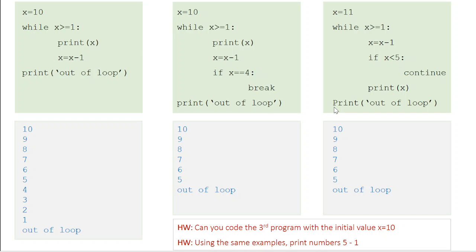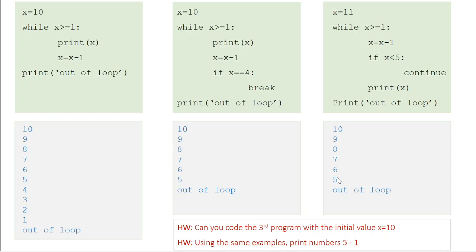Okay. Now let's see what happens. So initial value x equal to 11, 11 greater than 1. This is true. So control will go inside the loop. And the first statement, the value of x is decremented by 1. So 11 minus 1, 10. So value of x is now equal to 10. If x less than 5, 10 is not less than 5, so this condition fails, so continue is not activated. Print x, value of x will be printed, so you get 10 here. So in the next iteration, you have 9, 8, 7, 6, 5.